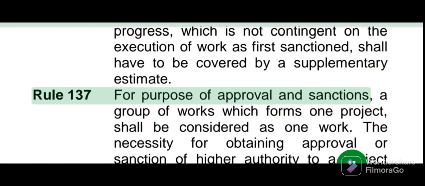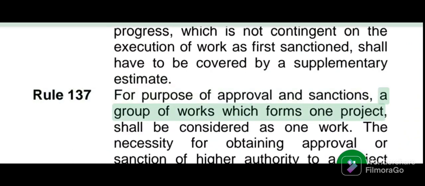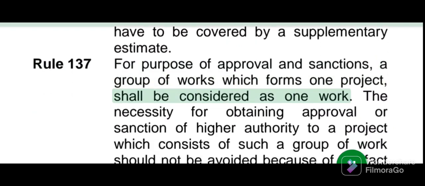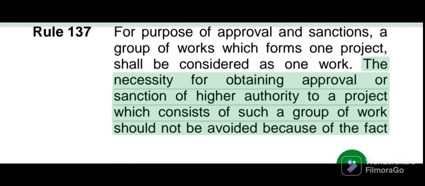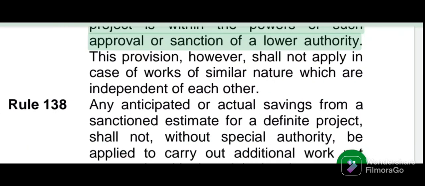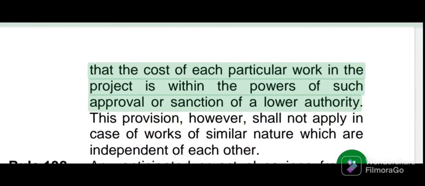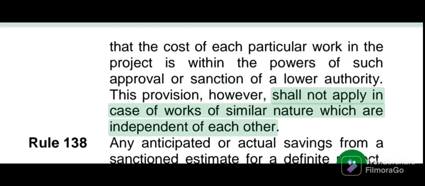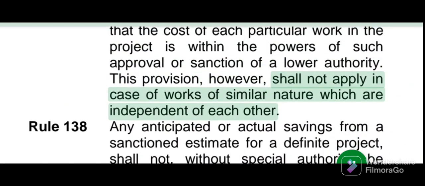Rule 137: For purpose of approval and sanctions, a group of works which forms one project shall be considered as one work. The necessity for obtaining approval or sanction of higher authority to a project which consists of such a group of works should not be avoided because of the fact that the cost of each particular work in the project is within the powers of approval or sanction of a lower authority. This provision, however, shall not apply in case of works of similar nature which are independent of each other.